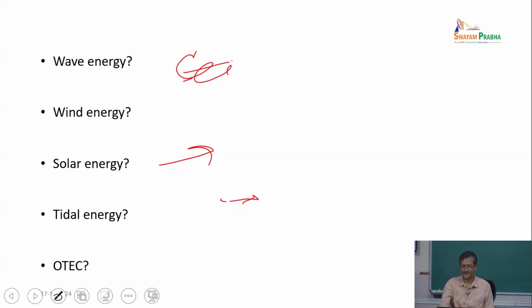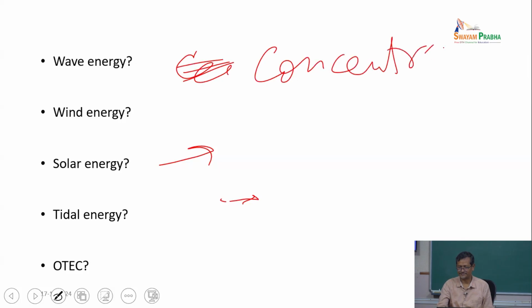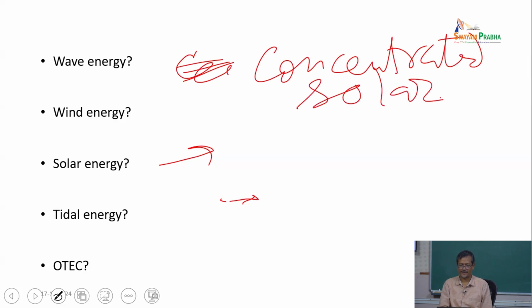energy. Wave energy is concentrated solar energy. Writing is difficult now. Concentrated solar, okay, and wind also solar energy. So, it is not so much concentrated, right. So, all the energy sources, sun.